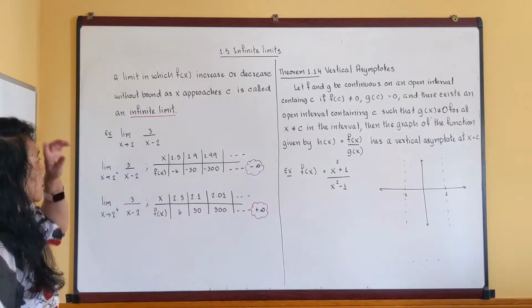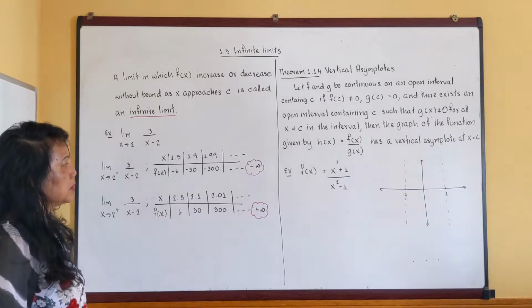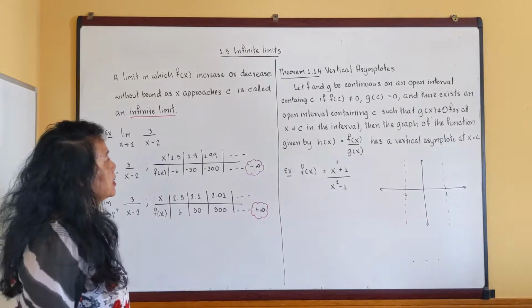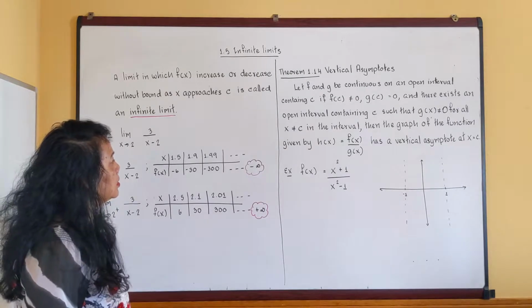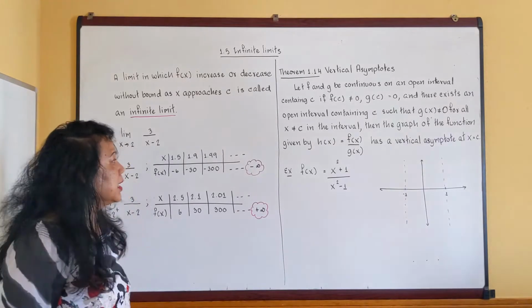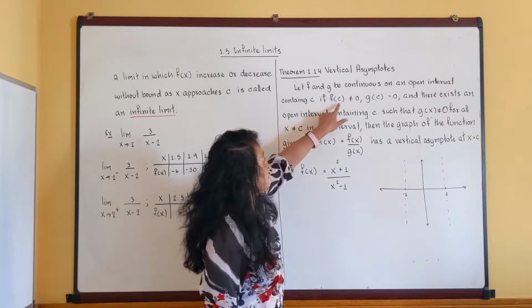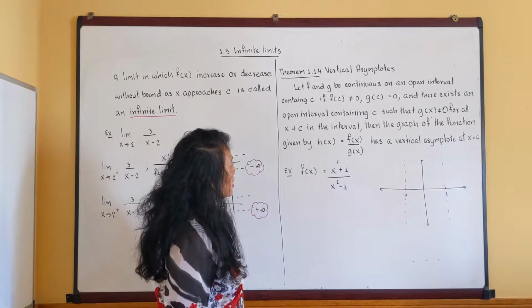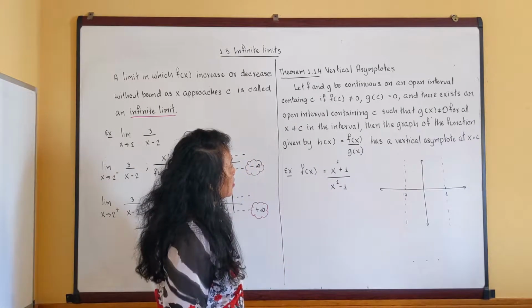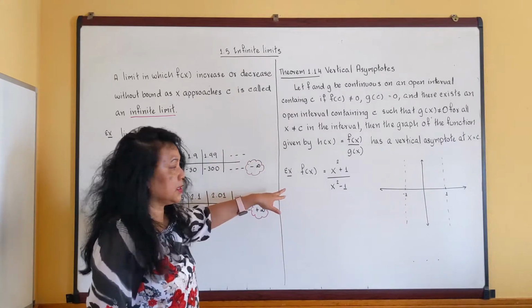Now let's look at theorem 1.14, vertical asymptote. Let f and g be continuous on an open interval containing c. It contains c, and if f of c is not equal to 0, g of c can be equal to 0. Now to understand this theorem, I'm just going to give you this example.